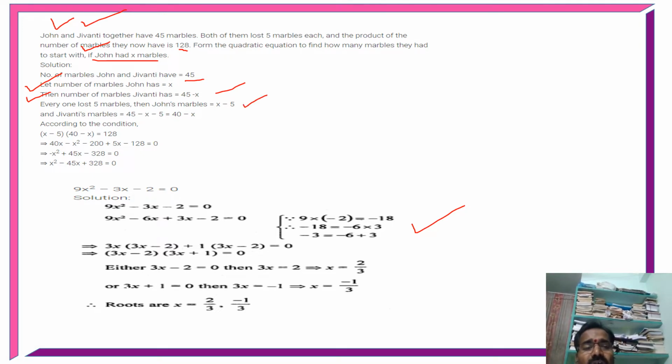So after losing 5 marbles, John has x minus 5 marbles, and Jivanti has 45 minus x minus 5. Here be a little careful, children. Actually Jivanti has 45 minus x, out of that 5 lost. So 45 minus 5, 40 minus x. So after losing 5 marbles, Jivanti has 40 minus x marbles, and John has x minus 5 marbles.